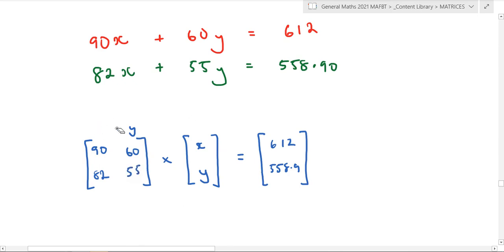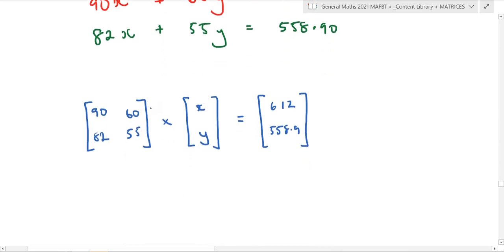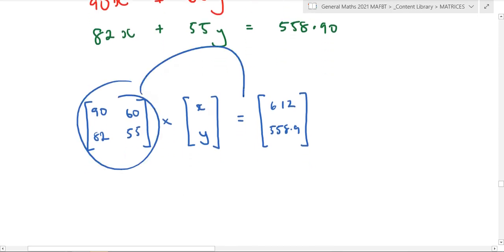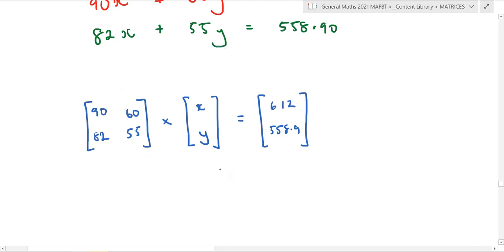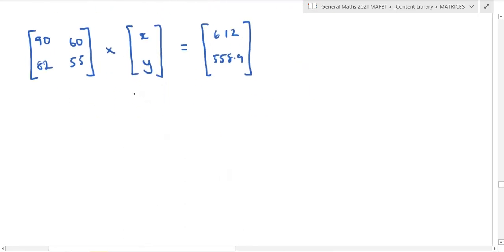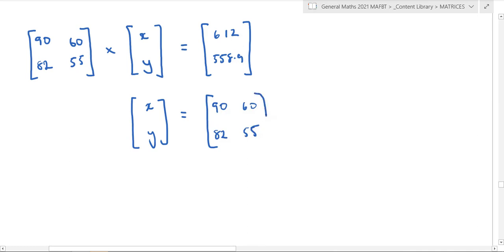Now you've seen this done before in the previous part. All you've got to do is get rid of this matrix, move it to the other side, but you've got to inverse it. So on my calculator, this is what it will look like, to show you full working out: x, y is equal to the inverse of 90, 60, 82, and 55, times my answer matrix, which is that column matrix here: 612, 558.9.